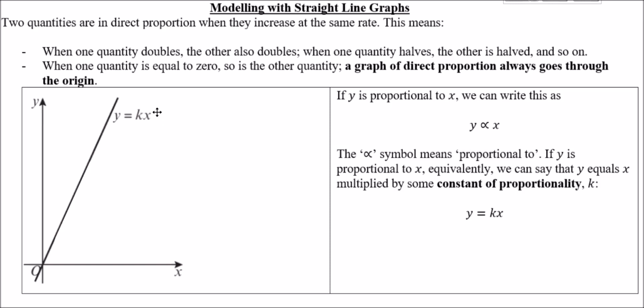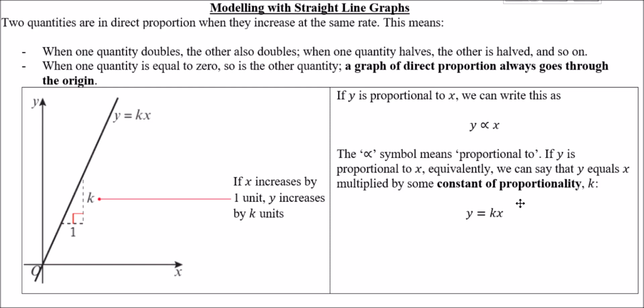So going back to the very basic idea of what the gradient tells us, it means how much the vertical variable changes for every increase of 1 unit in the horizontal direction, in this case the x direction. Putting it simply, the gradient means if x increases by 1 unit, y increases by k units. So that's what this gradient k is. The constant of proportionality is k, and it means that if x increases by 1 unit, y increases by k units.